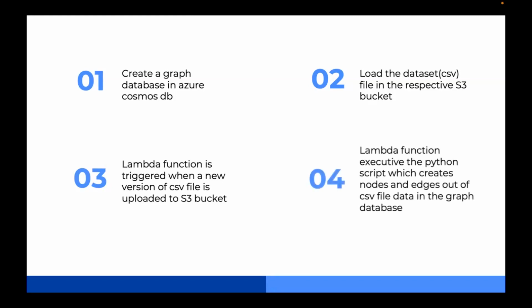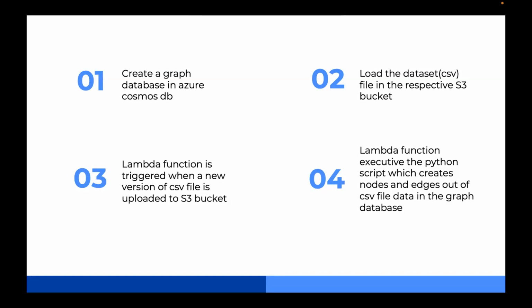So what this Lambda function does is, whenever a new version of the CSV file is uploaded to the S3 bucket, this Lambda function is attached with a trigger. Whenever a new version of the CSV file is uploaded, the code in the Lambda function gets executed, and the nodes and the edges are automatically generated through a Gremlin API query, and it will run it in the Cosmos database, which will automatically generate the nodes and the edges.